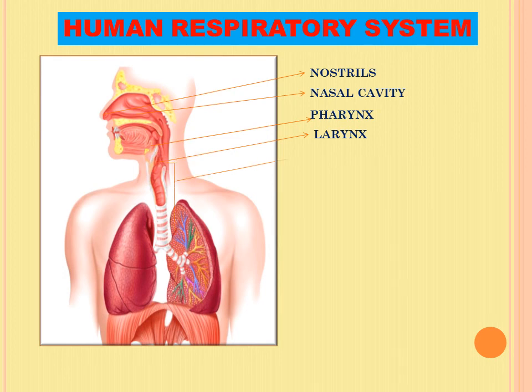Afterwards, the next portion is the trachea. You know, this whole portion, after the nostrils, when the air moves from the nostrils to the nasal passage, then further towards the pharynx, then to the larynx, and this whole portion is known as the trachea.